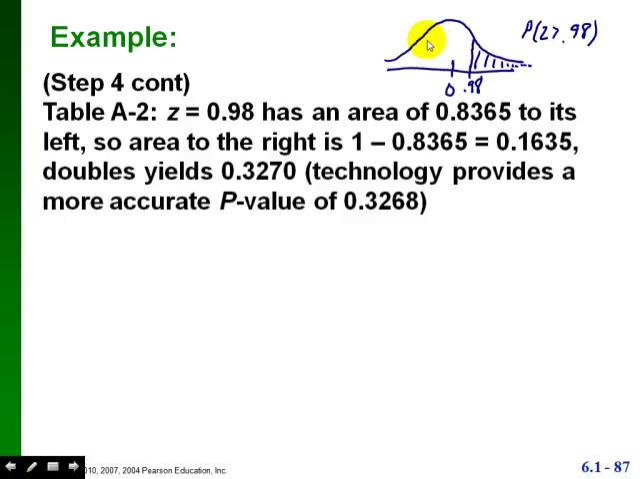This area over here is the 0.8365. If we subtract that from 1, we get 0.1635. So that's our probability. And to get our p-value, we would have to multiply that by 2. So this gives us a p-value of 0.3270. And if you use your calculator for this, you get a slightly different value for your probability, so your p-value would come out just a little bit different.